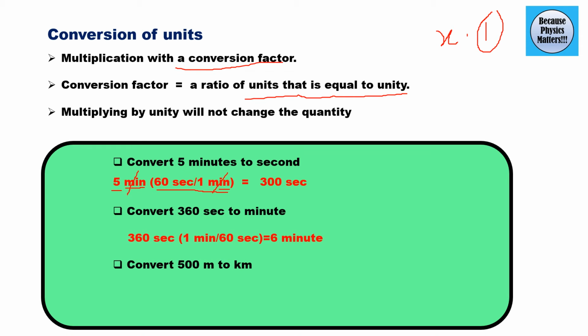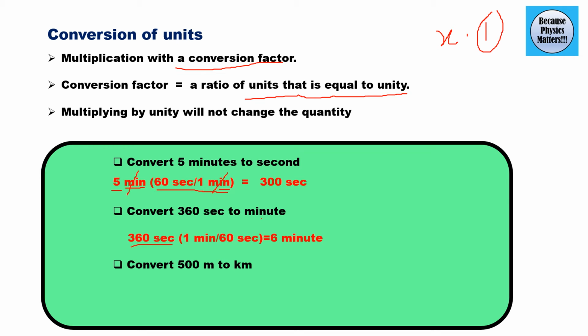Now let us suppose I want to convert seconds into minutes. I have 360 seconds and I want to convert it into minutes. So again, this is our original unit and I want to convert it into minutes. So now I have reversed this conversion factor. Again, this is 1 minute by 60 seconds, so the value of this conversion factor will be 1.